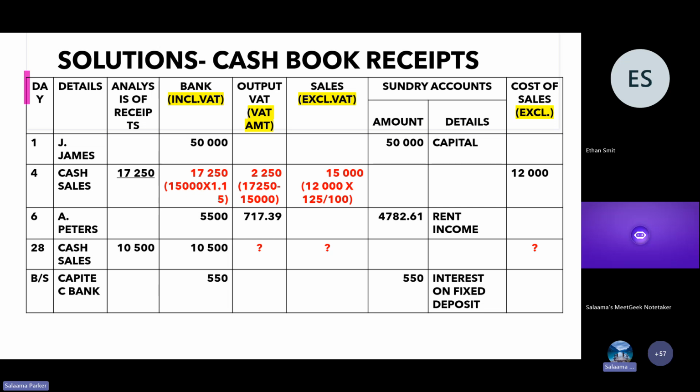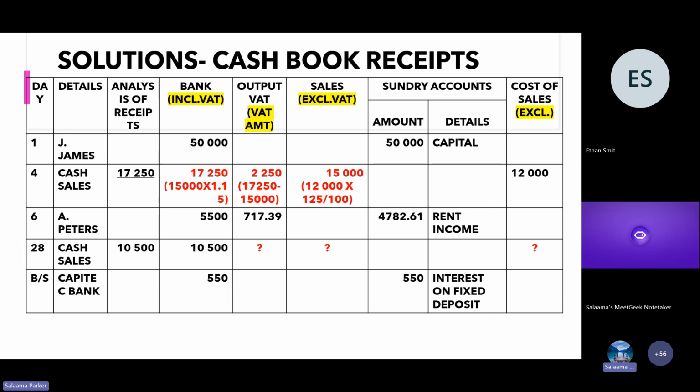And always remember this, please. We have seen it in so many past answers that students gave us: your inclusive or selling price must be the greater amount. Can you see? If you look at the inclusive amount, it is greater than the exclusive VAT amount. Similarly here, your cost of sales will also be a lesser amount than the sales. Please always remember that.